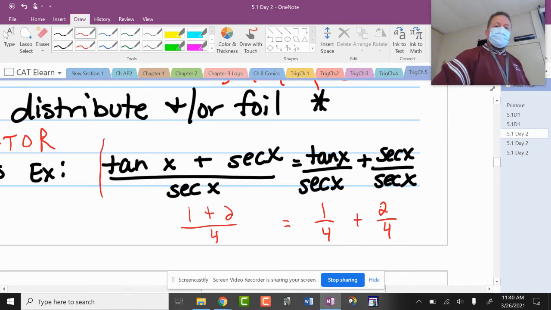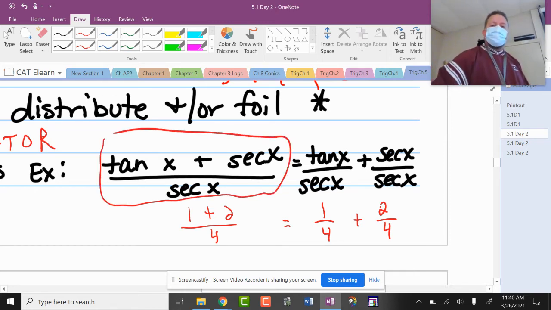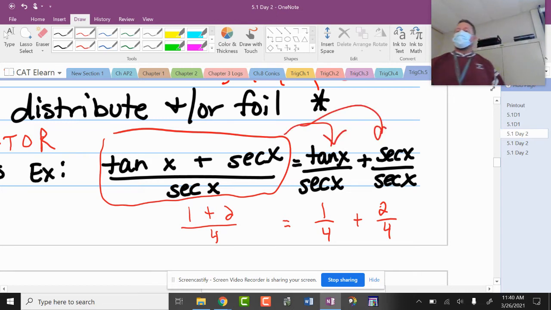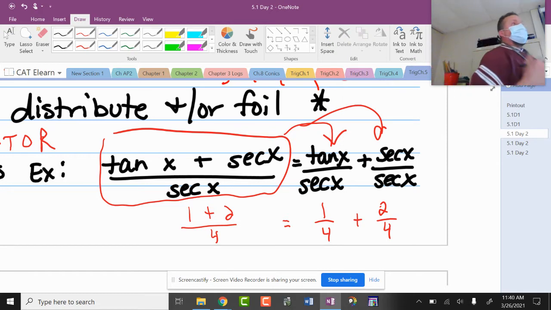Sometimes with this trig, you want to do the reverse of that and split this up into 2 separate fractions. So now that I write this 2, 1, and 4 thing down there below, we know that's true. And then I'll tell you real quick, listen. Well, you tell me, what's secant over secant? 1. Isn't that simpler? Right?